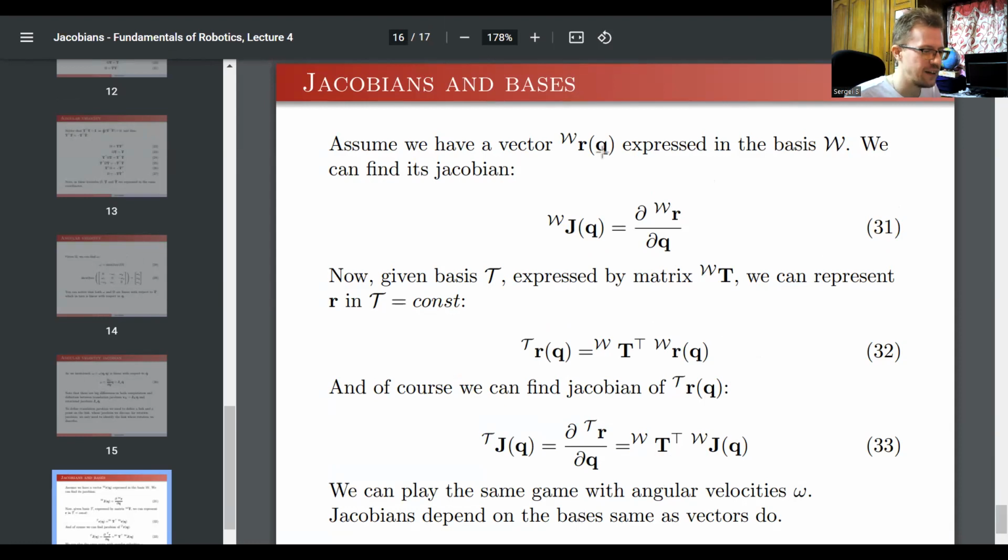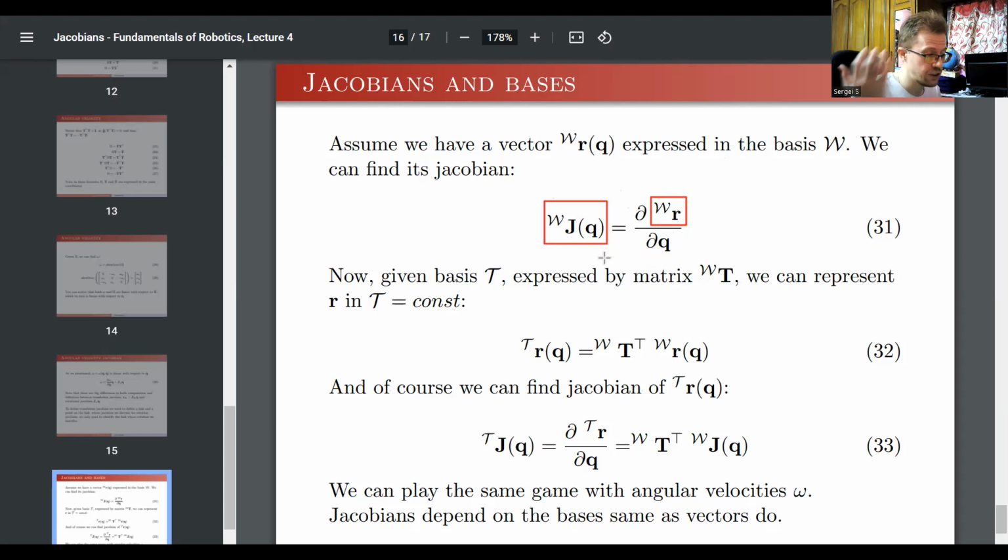All right. So finally, let's discuss how Jacobians relate to frame transformations. We could take a Jacobian of vector R with respect to Q, and it will be G of Q. Okay, familiar stuff. If R was in world frame, the Jacobian would also be in the world frame.